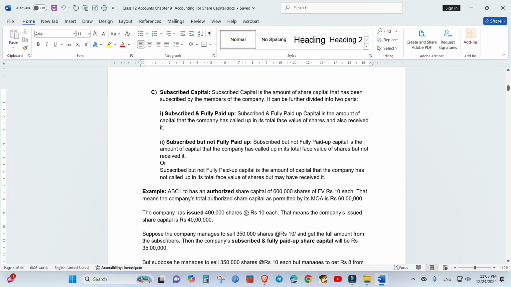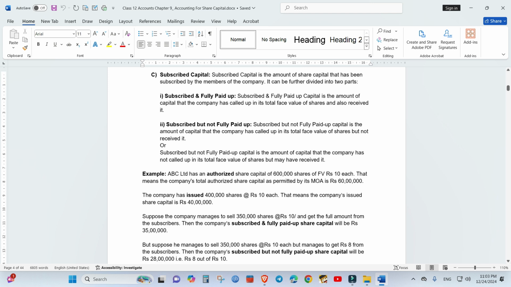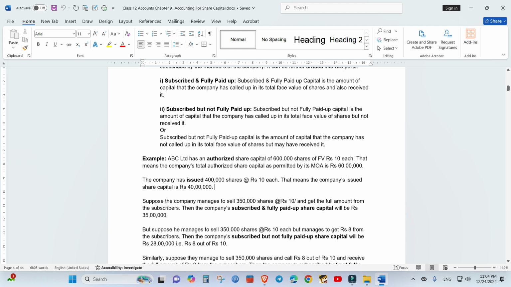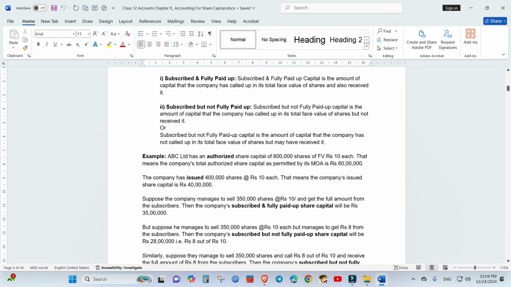So always bear in mind one thing, that in case of subscribed but not fully paid up share capital, it will be that amount of share capital which the company has already collected from its subscriber. So if the company collects rupees 8 out of rupees 10 face value of its share from its subscriber, then the subscribed but not fully paid up share capital will be rupees 8 out of 10. And if the company manages to collect rupees 6 from its subscriber, then the subscribed but not fully paid up share capital will be rupees 6 out of rupees 10. It is very simple.